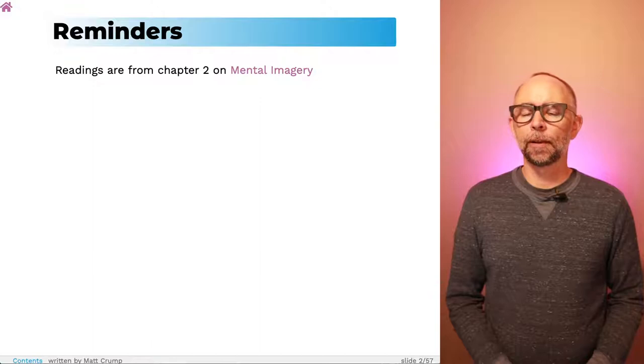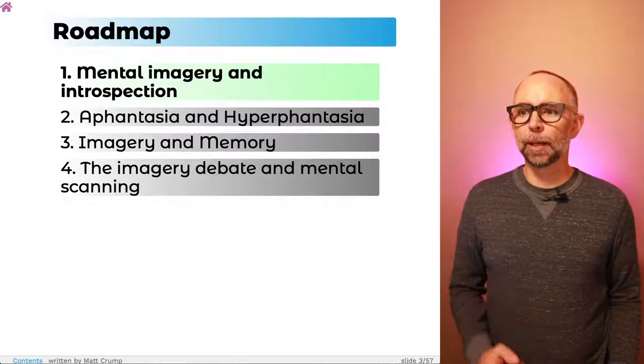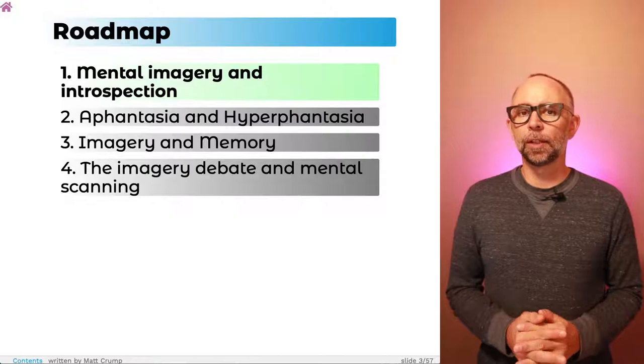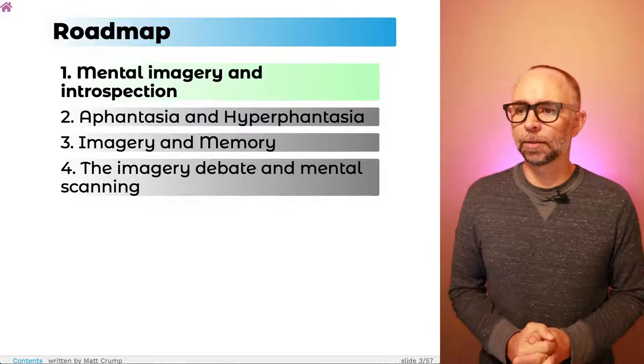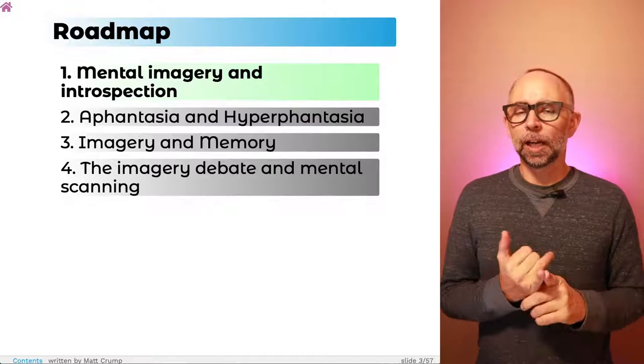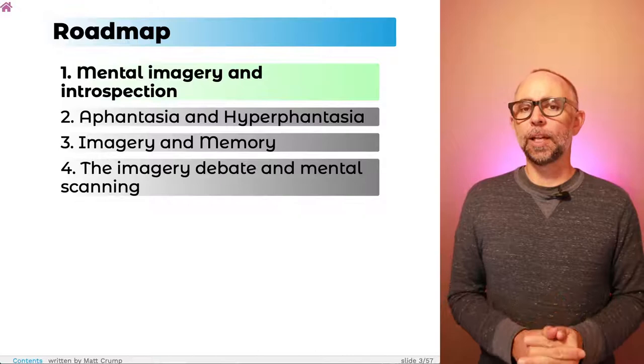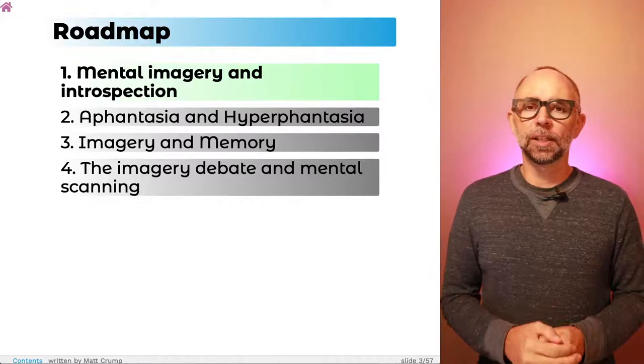This set of slides will mainly go over what we talked about in the textbook readings. Here's a little roadmap. First thing we'll talk about is generally defined mental imagery and the process of introspection that has sometimes been used to investigate mental imagery. Then we'll talk about aphantasia and hyperphantasia, which are two sides of the mental imagery coin. We will look at how mental imagery might or might not aid memory abilities. And we're going to end with a debate about mental imagery processes that took place throughout the 60s, 70s, and 80s.